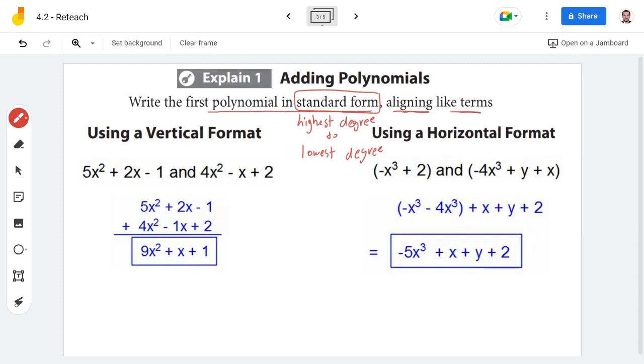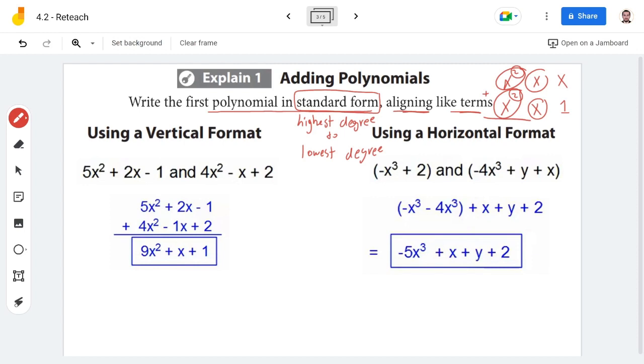Aligning like terms means you put x to the power of 2 under x to the power of 2. You put x under the x, together. You can do here x, and here you put 1. You have to align the terms below each other. You look at the degree: do they share the same degree? Then put them under each other, then add them. Now let's take examples.